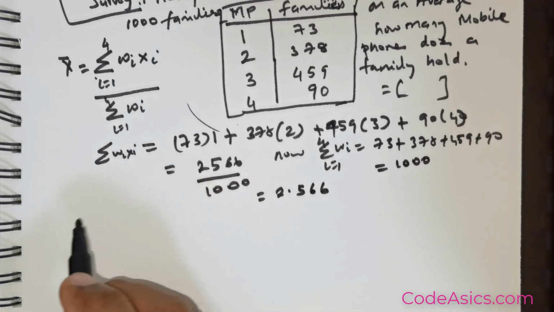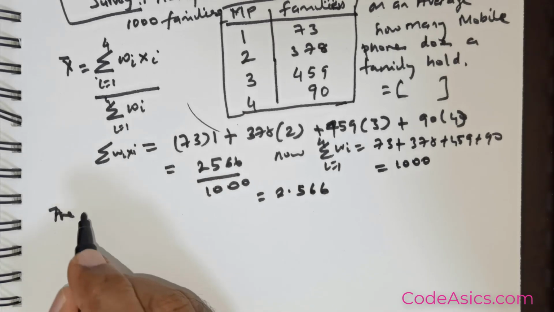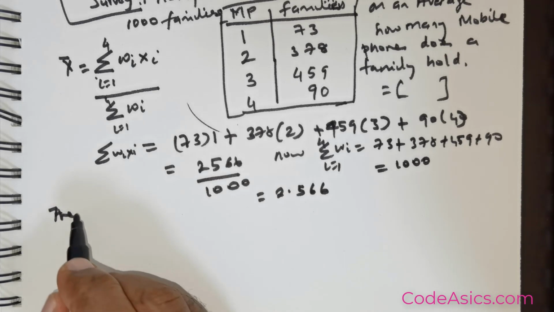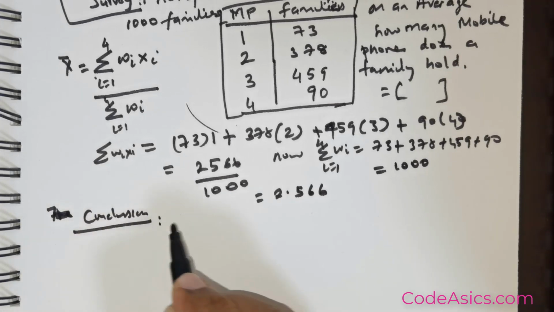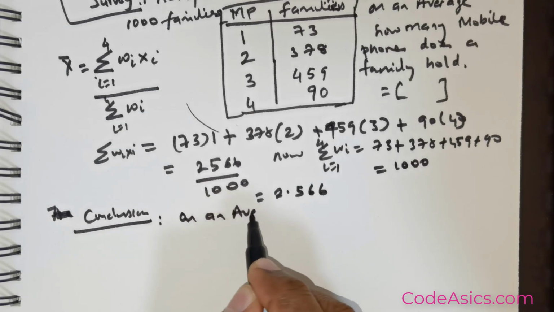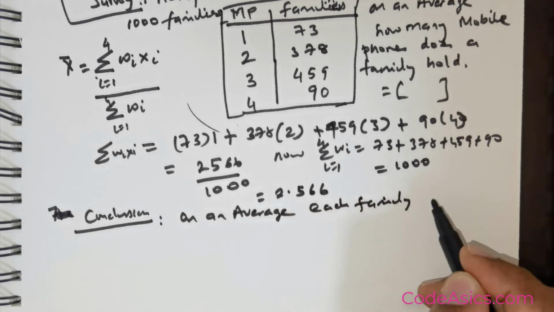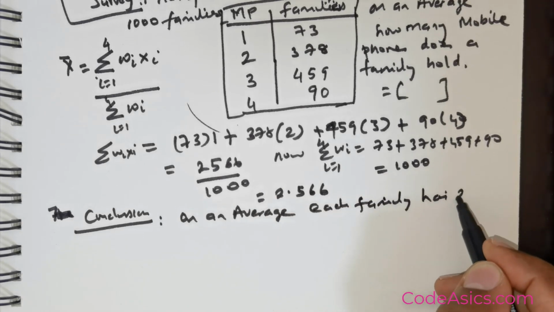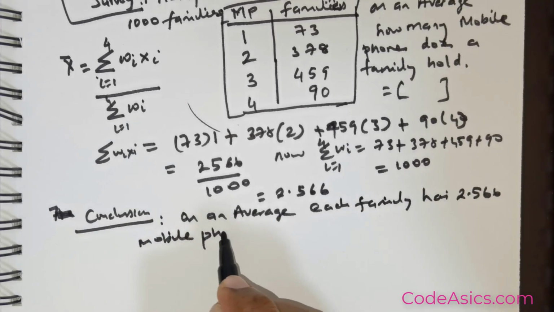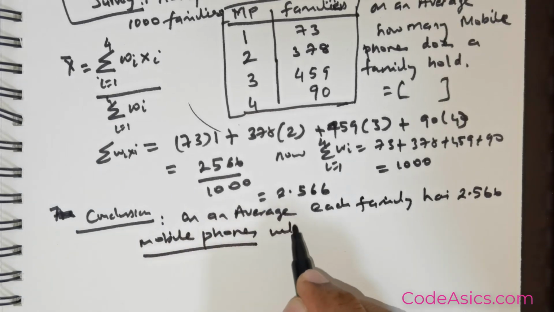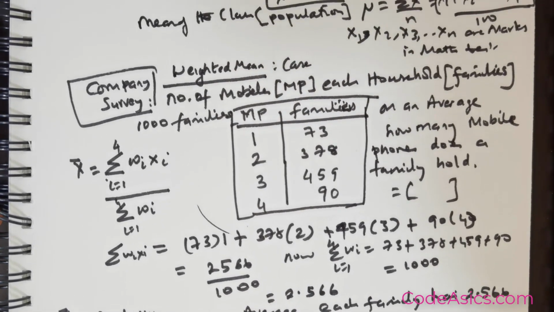So what is the conclusion? You got to state the conclusion. Let me give the conclusion like this. On an average, each family has 2.566 mobile phones with them. Okay, so that is how we calculate the weighted mean.